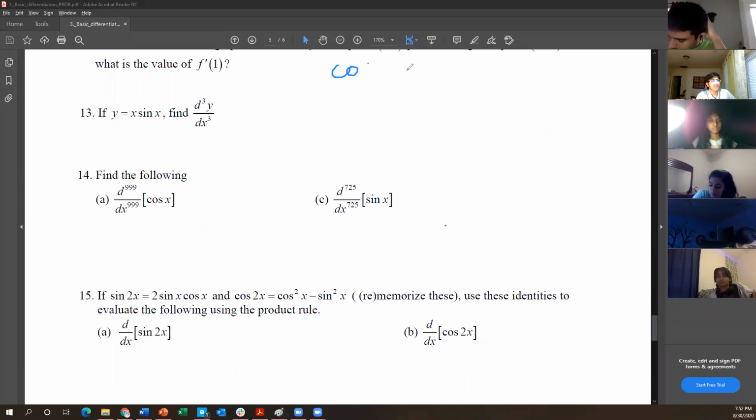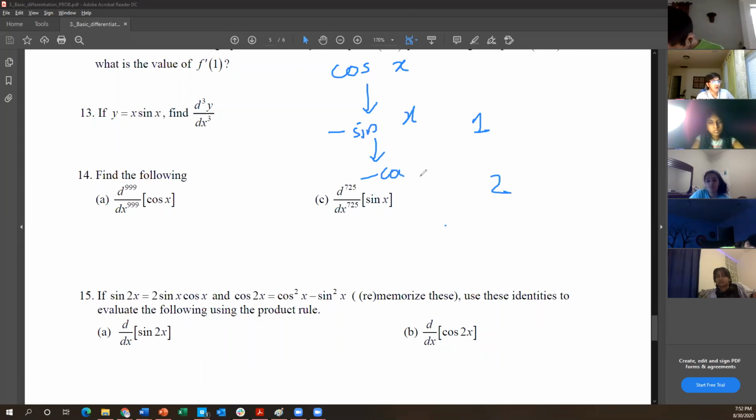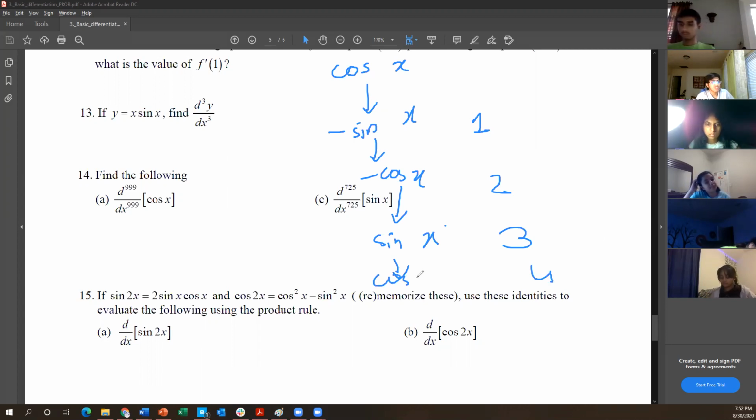The first derivative of cos of x is minus sine x. The second derivative is minus cos x. The third derivative is positive sine x. And the fourth derivative of cos of x is just cos of x again. So it repeats, and using that pattern, you can divide by 4 and determine what the derivative is. Does that make sense?